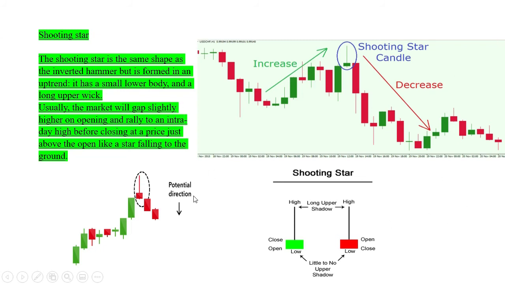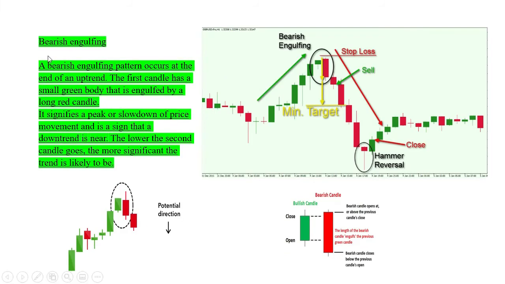So if you see the shooting star, I suggest you go short after confirmation of the next candle. Let's get to slide number 12. The bearish engulfing pattern. A bearish engulfing pattern occurs at the end of an uptrend.